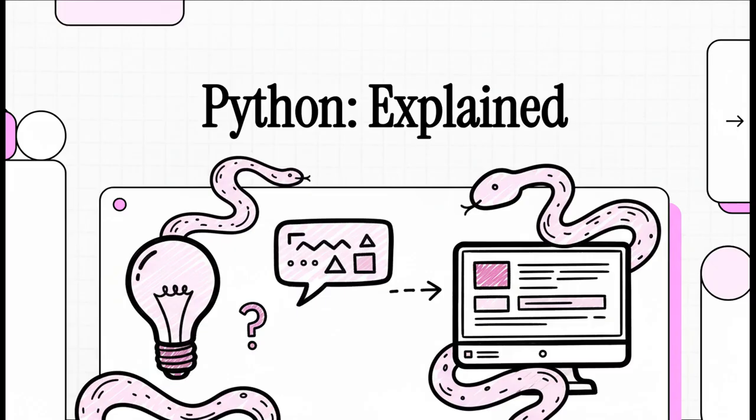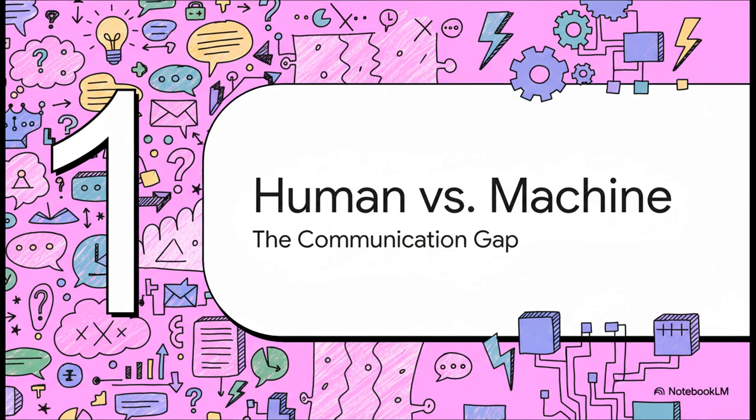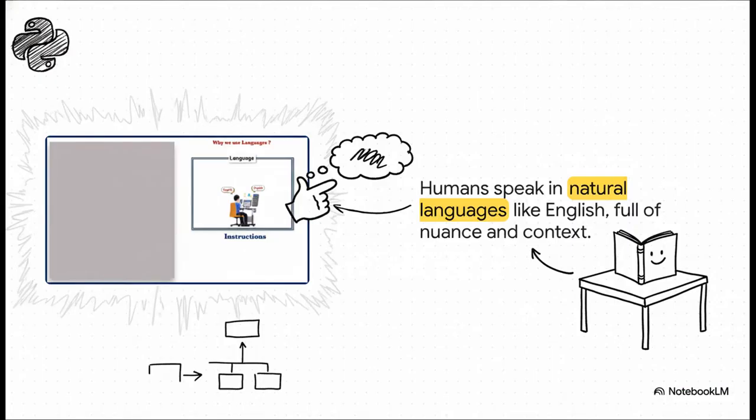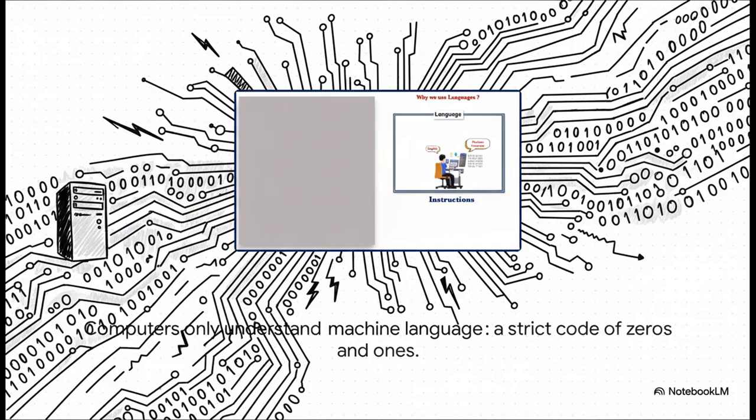Let's dive in. So at the very heart of this whole thing is a fundamental problem, a massive communication gap. It's like we're dealing with two completely different species. For us humans, it's all about natural language, right? If I tell you to grab the book from the table, you just get it. You understand the context, the nuance, it's intuitive. A computer, on the other hand, doesn't get any of that. It only understands one thing, machine language, a super strict, totally literal code of ones and zeros. It's just on or off. There is absolutely no room for interpretation.